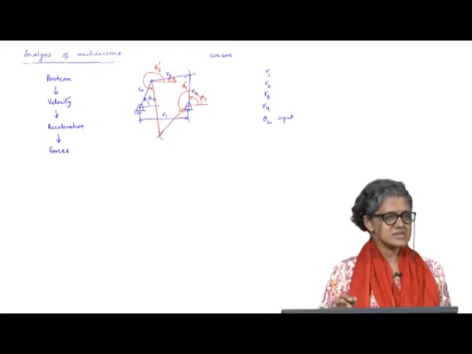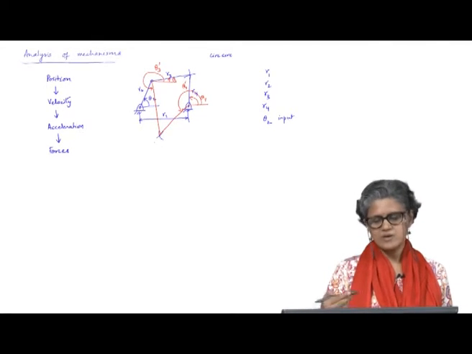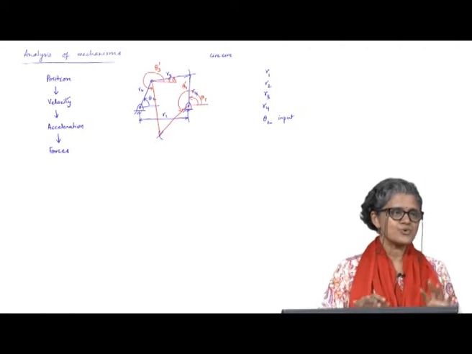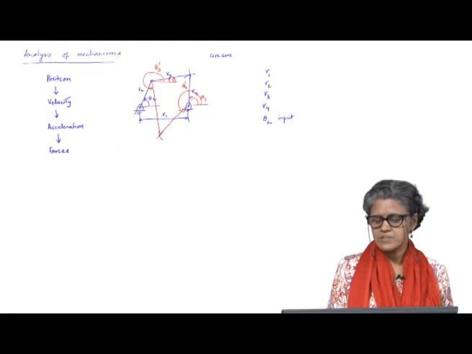So, position analysis graphically is easy to do, analytically it is a little bit more involved, but that is where MATLAB helps with this circ command. You do not have to program all the equations for constructing the 4 bar.